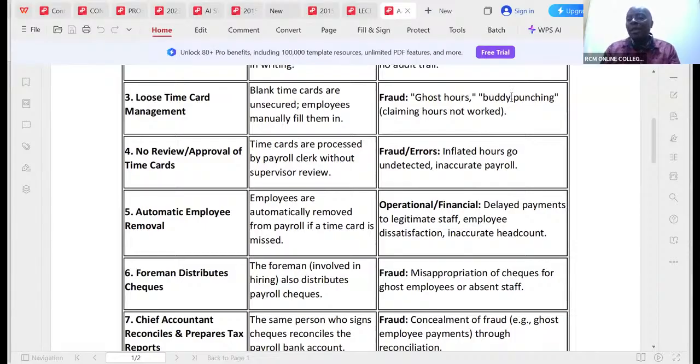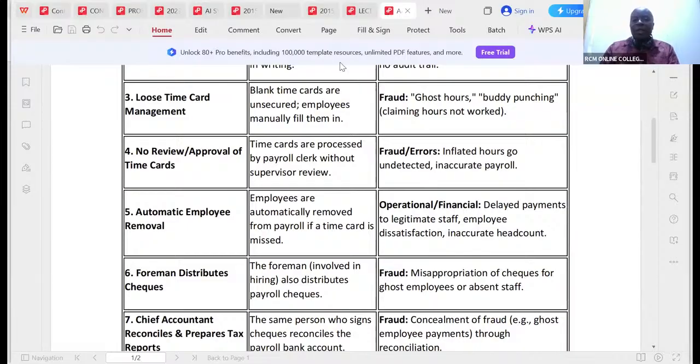Then we have the concept of buddy punching. Buddy punching can easily have, ladies and gentlemen, your friend doing the filling for you, which of course will lead to claiming hours not worked. No review or approval of time cards. The time cards are processed by the payroll clerk without supervisor review. In this case, inflated hours could go undetected. We could very easily have an inaccurate payroll.